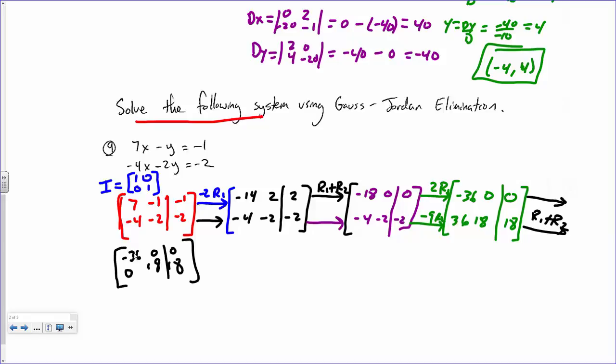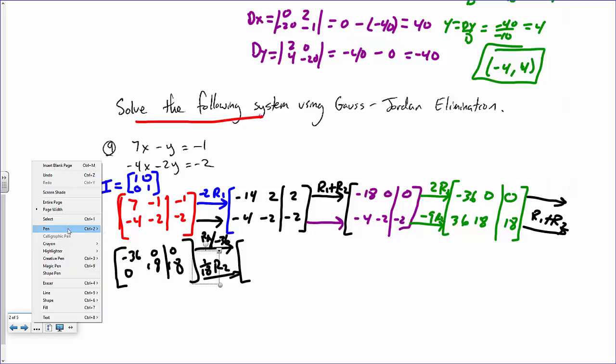so I just divide negative 36 by itself. So I'm basically telling you row 1 divided by negative 36. That's what I'm telling you, row 1 divided by that. And then we'll do row 2, we'll divide by 18. That'll give me the 1 on the bottom right that I want. So it's basically 1 over 18 times R2. Same thing, right? So let's see what happens.